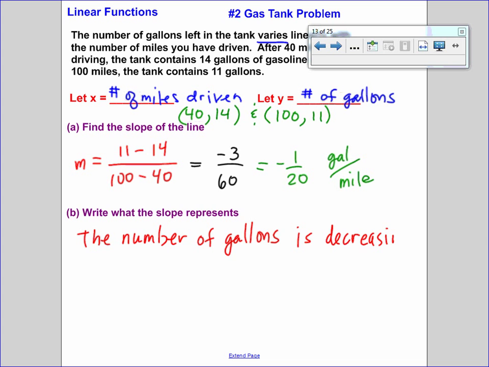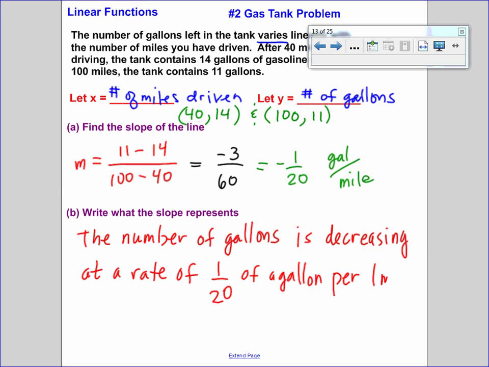Gallons in my tank is decreasing because the slope is negative, at a rate of 1/20th of a gallon for 1 mile driven. So the number of gallons in my gas tank is decreasing because the slope number is negative, at a rate of 1/20th of a gallon for every 1 mile driven. That makes sense, right?